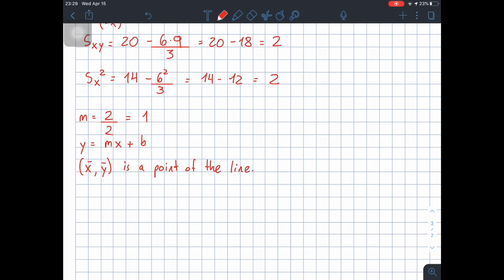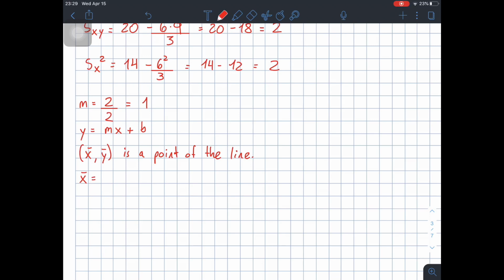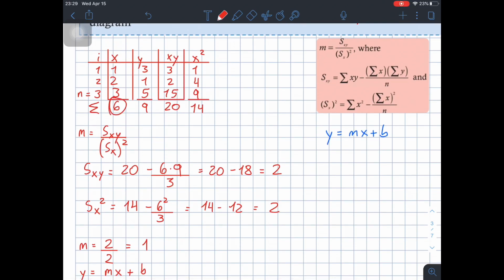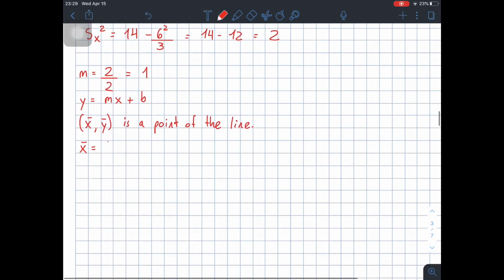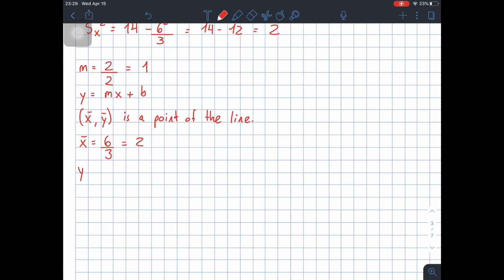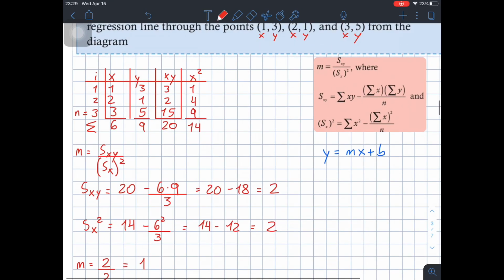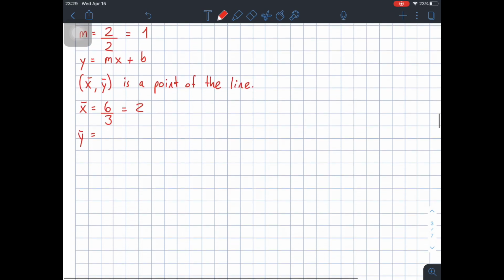So we want to calculate the mean of x. How do we calculate the mean of x? It's the addition of all of x, which we already have, 6, divided by the amount of data, which is 3. So this would be 6 divided by 3, which is 2. Once again, we're getting a 2 here. Then the mean of y is the sum of y, which is 9, divided by the amount of data, which is 3. So this is 9 divided by 3, which gives us 3. So the mean point has coordinates (2, 3). So that's a known point of our line.